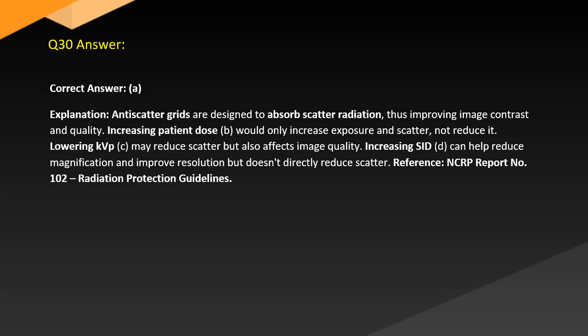Answer. Correct answer, A. Explanation. Anti-scatter grids are designed to absorb scatter radiation, thus improving image contrast and quality. Increasing patient dose (B) would only increase exposure and scatter, not reduce it. Lowering kVp (C) may reduce scatter but also affects image quality. Increasing SID (D) can help reduce magnification and improve resolution, but doesn't directly reduce scatter. Reference: Radiation Protection Guidelines.